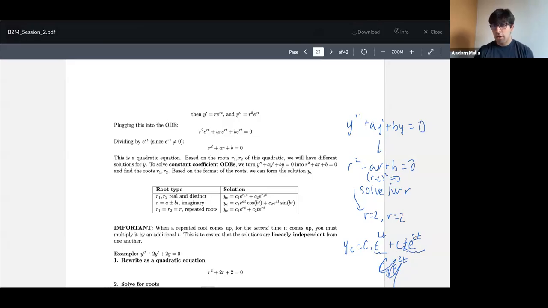Okay, if I had a third term, I would do C3 multiplied by t again to get t squared and then e to the 3t. So continuously multiply by t until your solution is linearly independent.